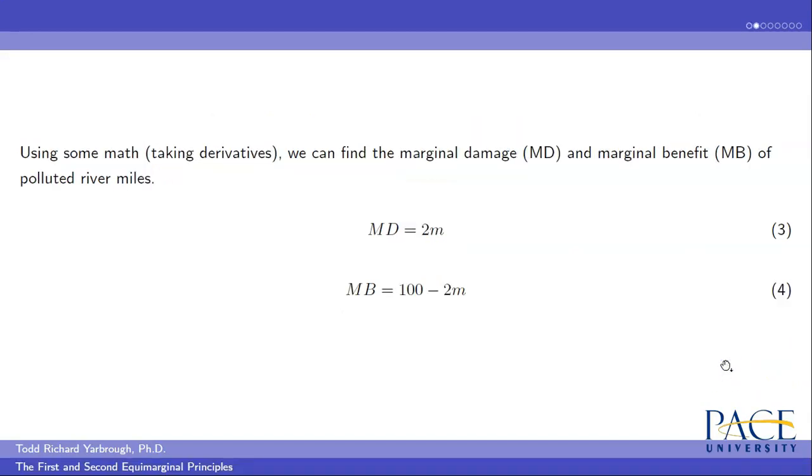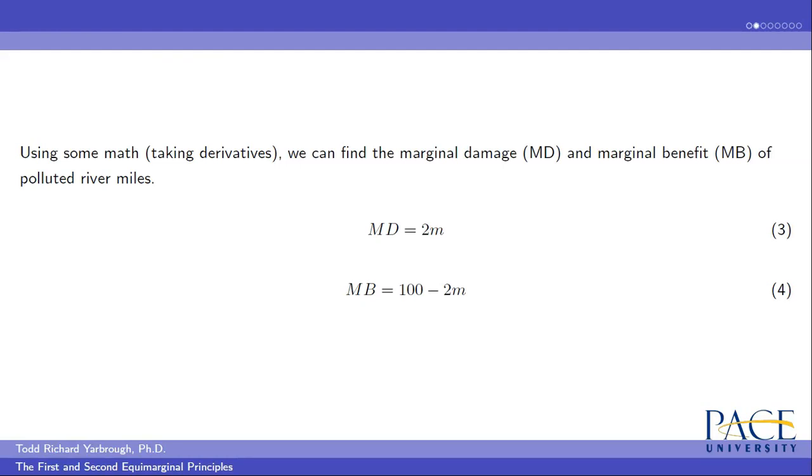So what we can do is take those total damage and total benefit functions, and we can find marginal damage and marginal benefit functions from those. Mathematically, we would do this by taking the derivatives of those functions. In this 300 level economics course, I'm not going to ever have you need to take a derivative. If there's ever anything that involves a derivative, I will take the derivative for you.